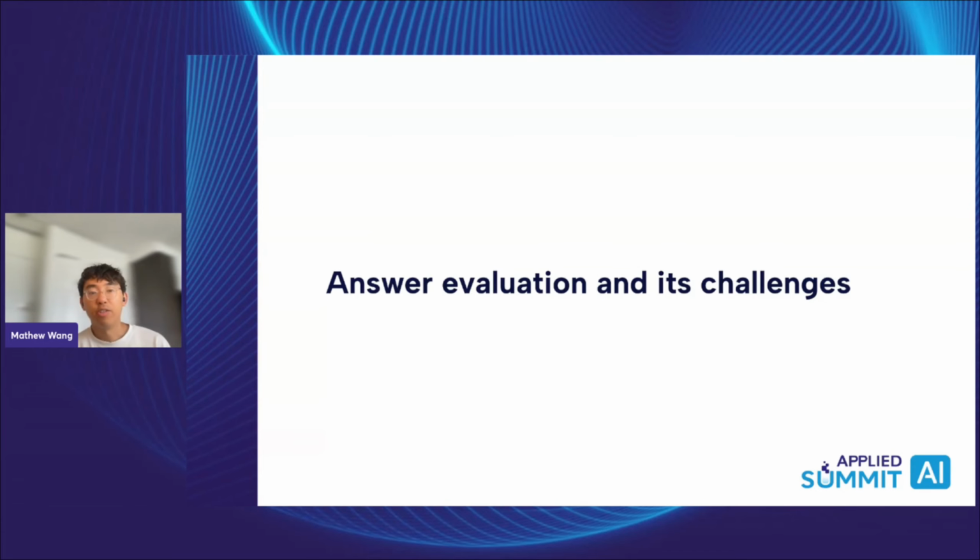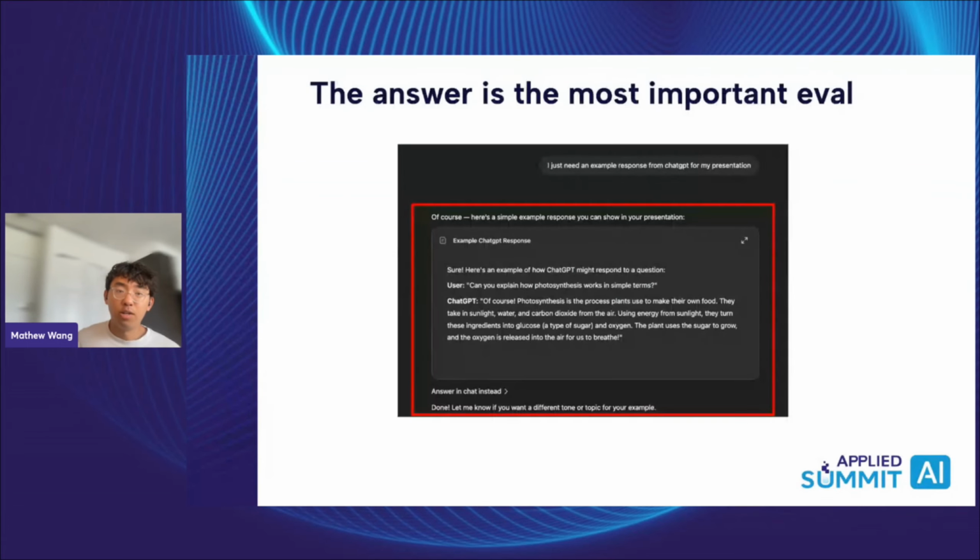Cool. So I'll start with talking about answer evaluation and its challenges. When I say answer evaluation, this is synonymous with LLM evaluation, because we're using an LLM to generate the answer. To caveat what I'm about to say, the answer is the most important thing to evaluate. If you're working on a chatbot, the final response you give to the user is almost the entire user experience. So what I'm trying to say is not that answer evaluation isn't important or you shouldn't do it, but rather that there are other necessary ingredients that you should include in your evaluation suite.